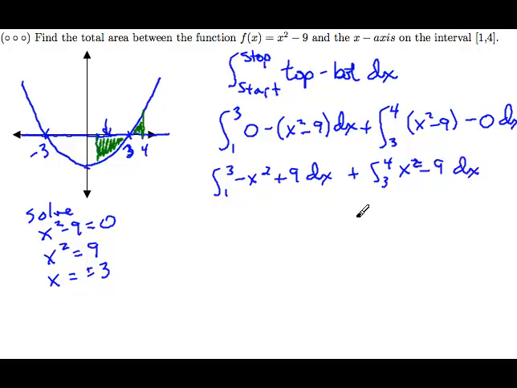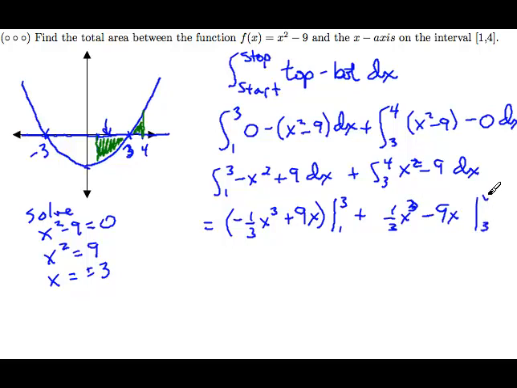Now we anti-differentiate and plug in our two endpoints. This will be equal to minus 1/3 x cubed plus antiderivative of 9 is 9x. We'll evaluate this at 1 and 3 and subtract. And then to that we'll add the antiderivative of x squared minus 9 evaluated at 4 and 3. Same antiderivatives. That's a 3 there. Minus 9x. And this will be evaluated at 3 and 4.